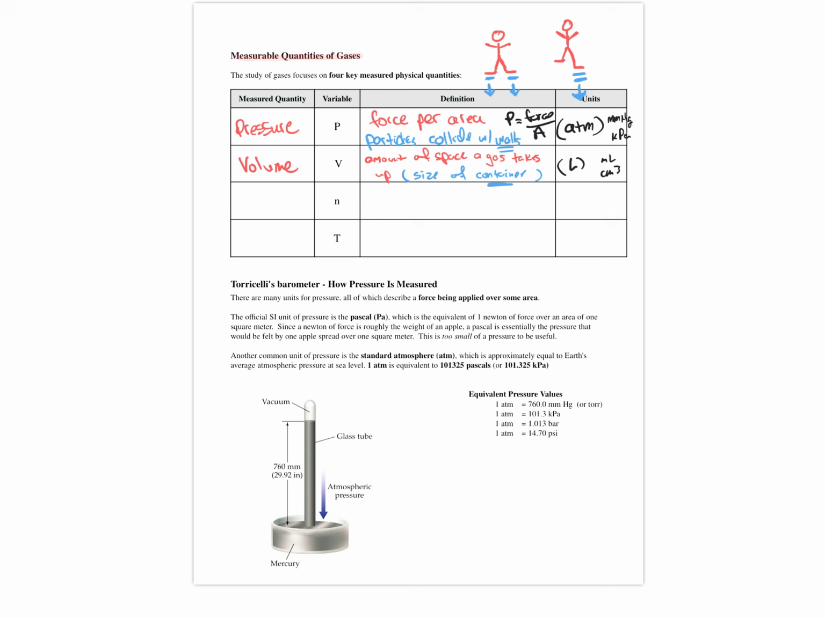The next important measured quantity is moles, and this is how we're going to determine the number of gas particles or the number of gas molecules in a sample of a gas. And of course, just like all the other times, the unit is mole. And then lastly, temperature is a very important measured quantity of gases. So just like other substances, the temperature is a measure of the average kinetic energy of all the particles in a sample. And we'll see that there's a direct relationship between the temperature and kinetic energy.